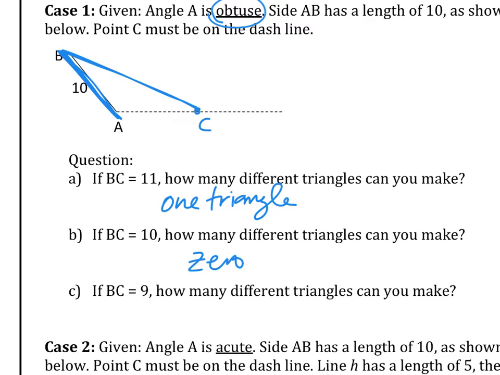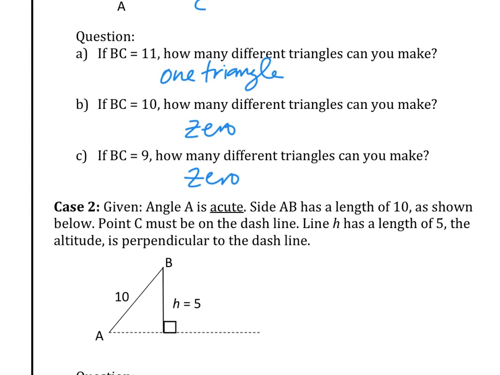Okay, so then if BC is 9, how many triangles? Nothing. It's too short to even reach that other side. I think we got it. Okay? All right.